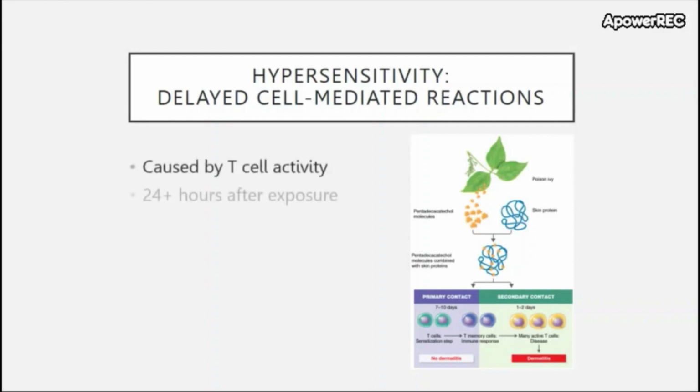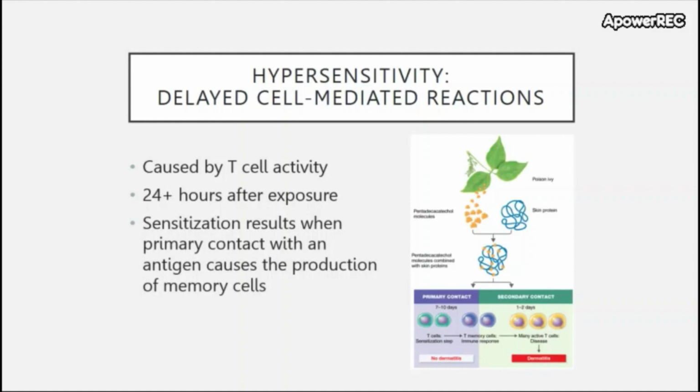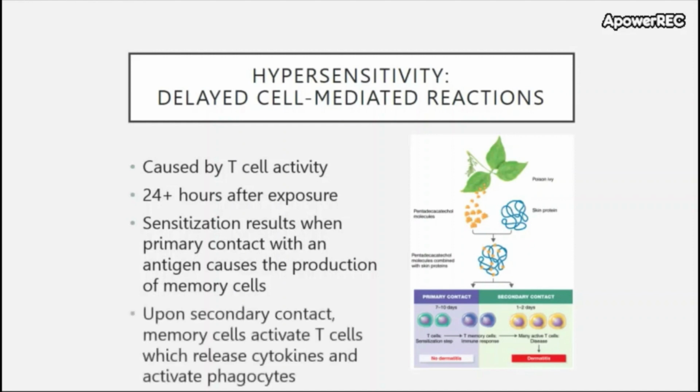So these ones are caused by T cell activity. They take a while to occur, sometimes as long as more than 24 hours after exposure, although it can happen quicker than that. Initially, sensitization results when primary contact with the antigen causes the production of memory cells. And then upon the second contact is when the memory cells are activated. T cells, which release cytokines and activate phagocytosis, come to the area.